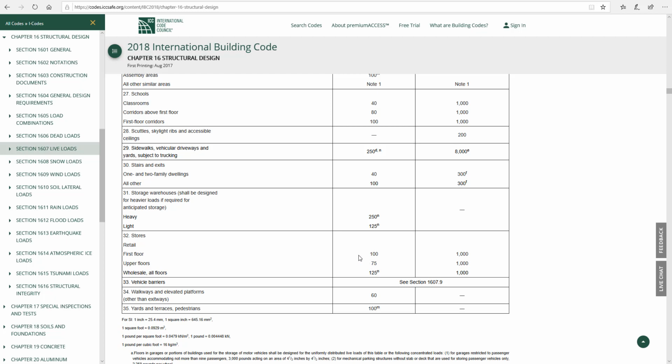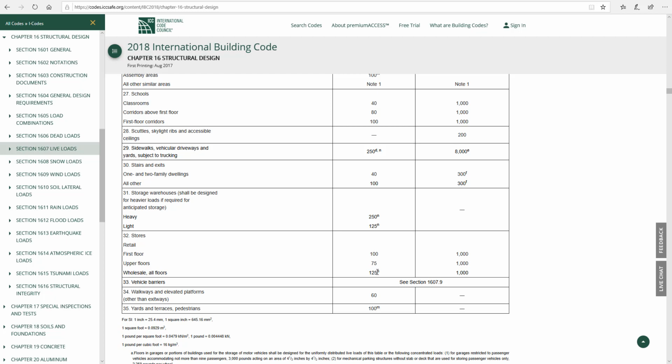Now let's say we want to design all the floors to the same live load criteria. This will help simplify the design and also give the owner a little bit more capacity to their building. So let's design all of the floors to 100 pounds per square foot live load.